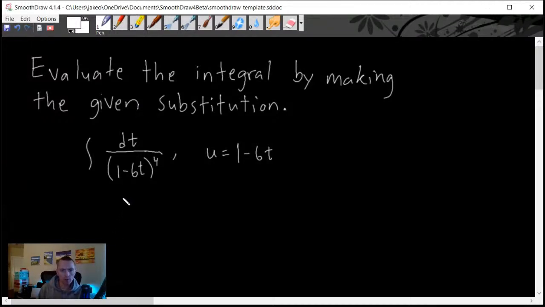So here's the first problem we're going to be going over. We are going to evaluate the integral by making the given substitution. This is an interesting kind of example that you see pretty often when you're first learning U-substitution, where they will tell you, here's the substitution to make, now make it and use U-substitution to solve the problem. In this case, the integral we're going to solve is dt over (1 minus 6t) to the fourth power, and the substitution we're going to make is u equals 1 minus 6t.